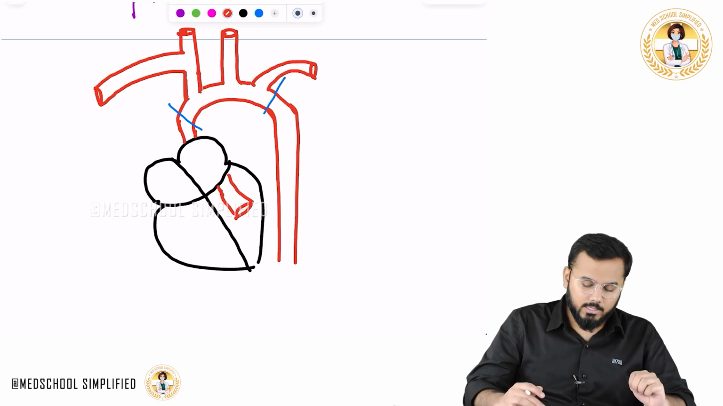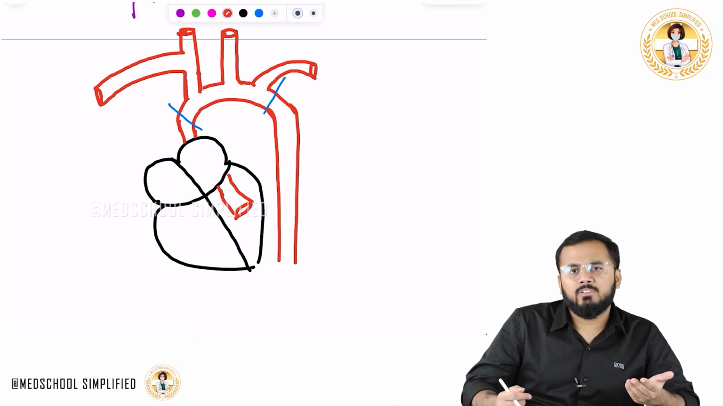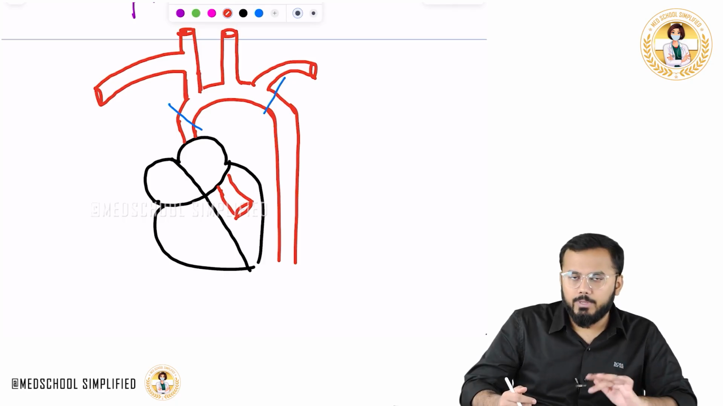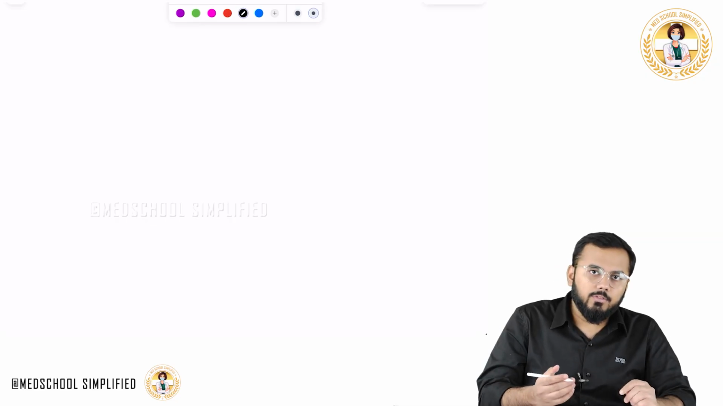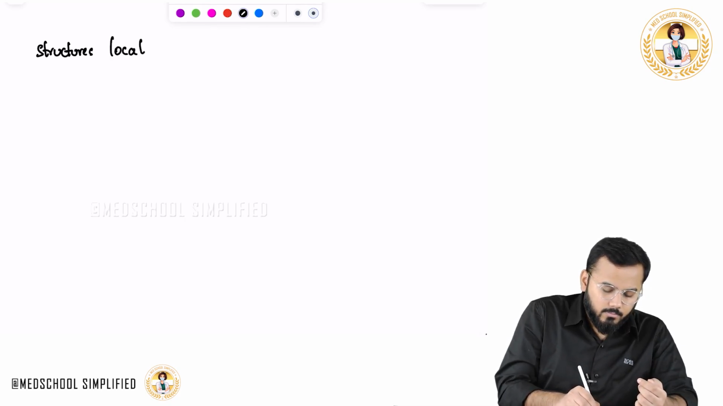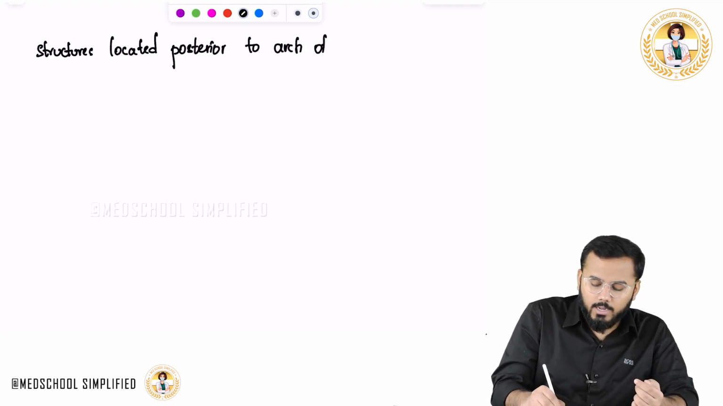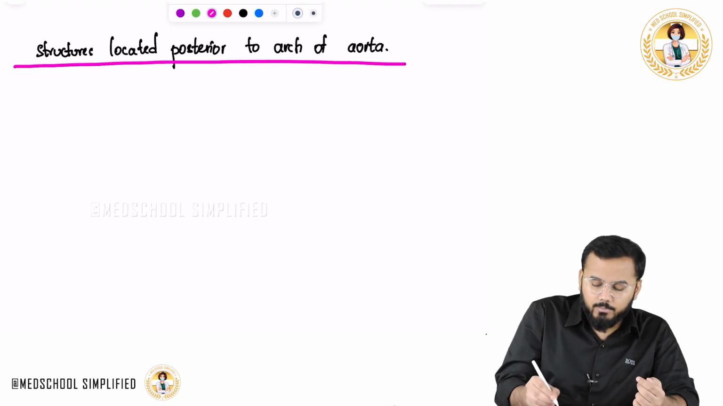Now we shall see what are the structures that are in relation with that. Okay, so there are some structures that are in relation with the anterior surface of the aorta. There are some structures that are in relation with the posterior, in the same way superior as well as inferior. Now first of all we'll look at the structures that are in relation with the posterior surface of the arch of aorta. So structures located posterior to arch of aorta.